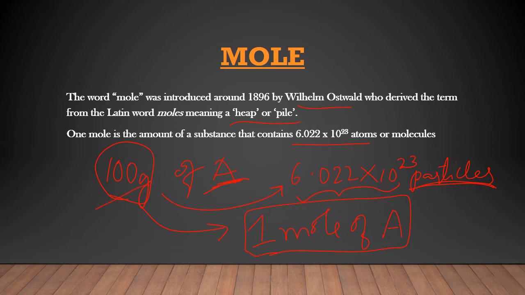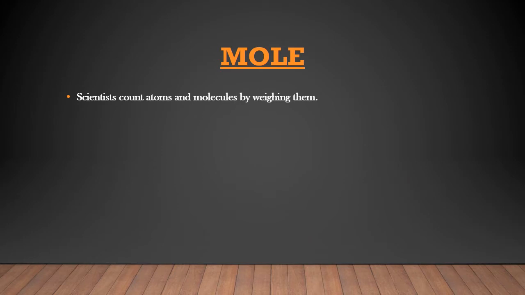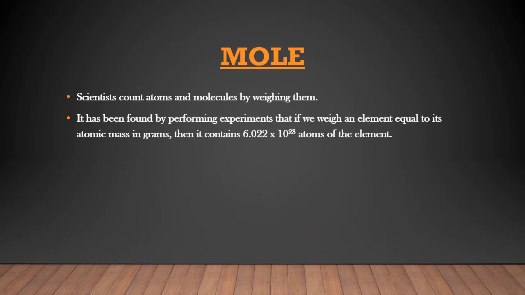Let us understand how to find out exactly how many grams will contain these many particles. Scientists count atoms and molecules by weighing them, because we know atoms and molecules are very small. So even if I have 1 gram of something, it will contain a large amount of atoms. So it's very difficult to count them. So an easier way is to weigh the substance.